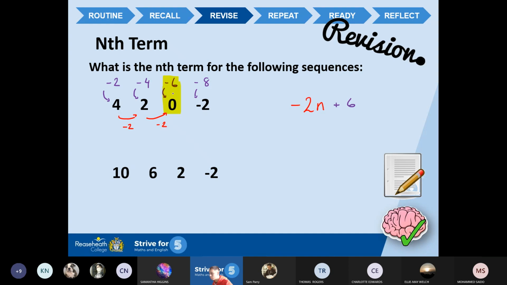And then if it's a rule for 1, we know it's a rule for all of them. So if that's add 6, then that one will be add 6, and this one is add 6, and this one is add 6. Okay, so it is minus 2n add 6.